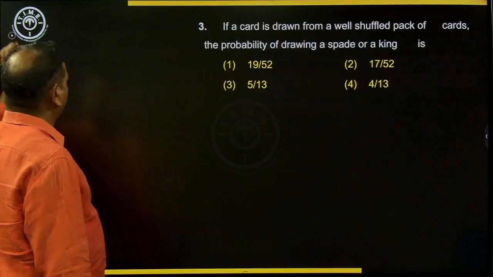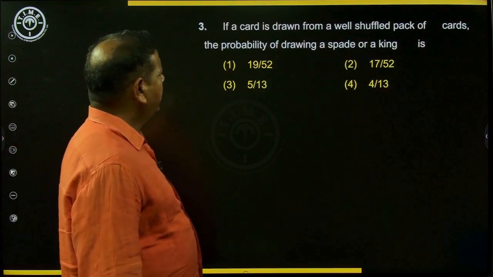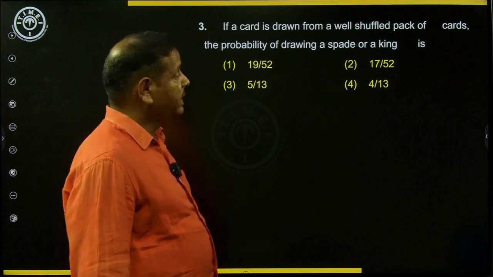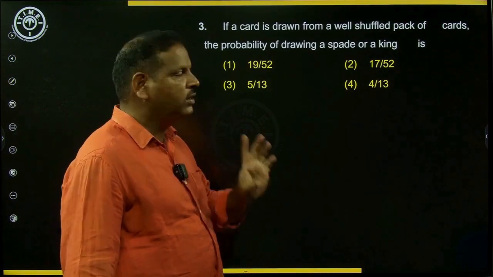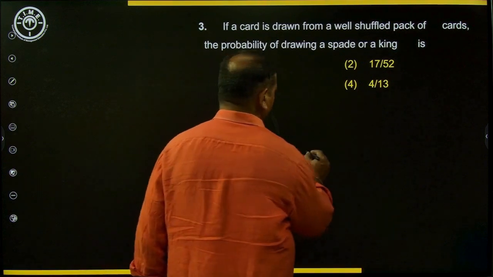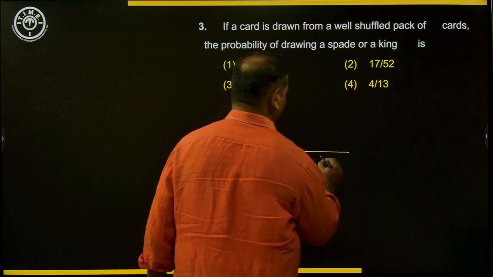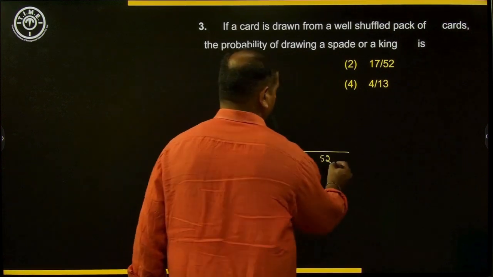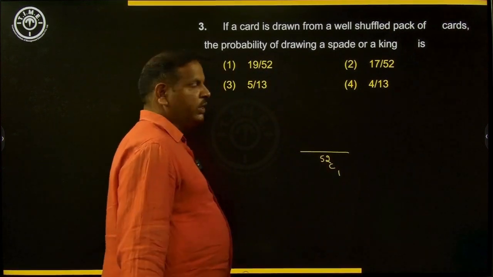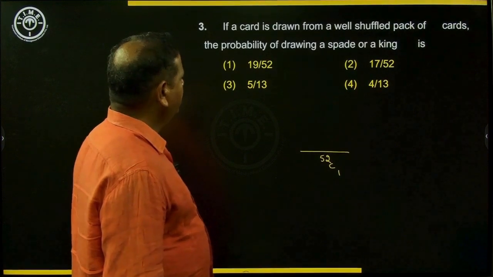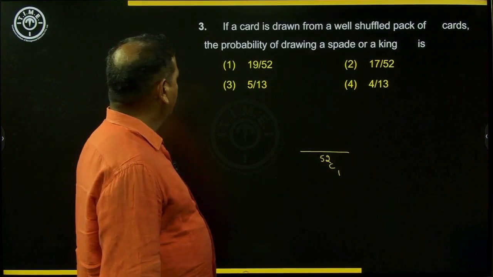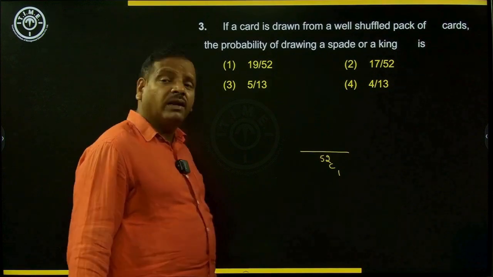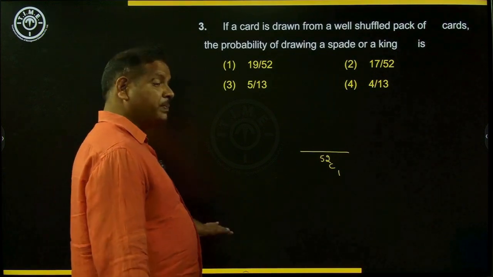Next, if a card is drawn from a well-shuffled pack of cards, 1 card, total number of cards 52. Probability is nothing but favorable by total, 52C1. 52C1 simply can write as 52 only. Yes. If a card is drawn from a well-shuffled pack of cards, the probability of drawing a spade or a king. Spade or a king.